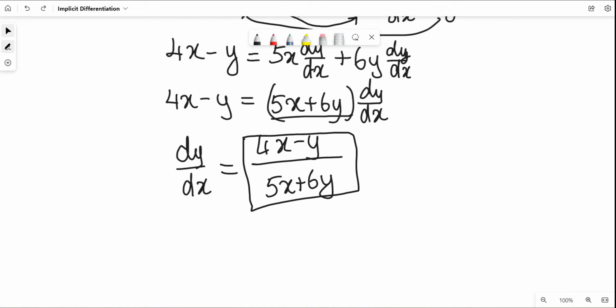And so yeah, that's pretty much it. Implicit differentiation is a really interesting topic. You guys might want to look more into that if you want.